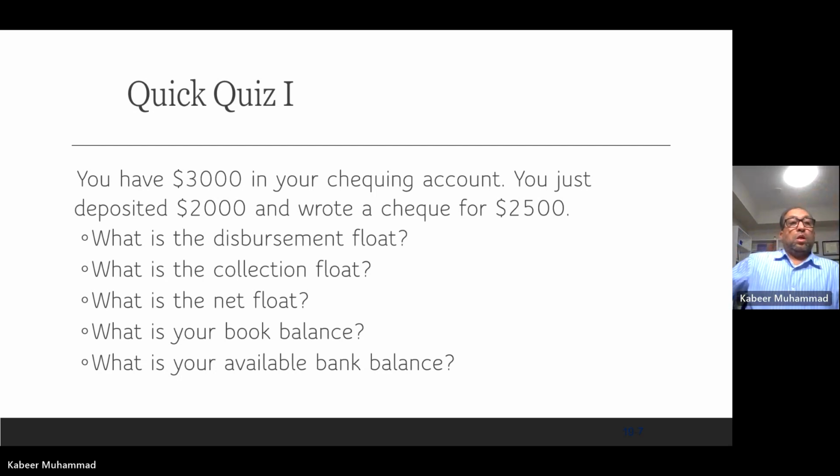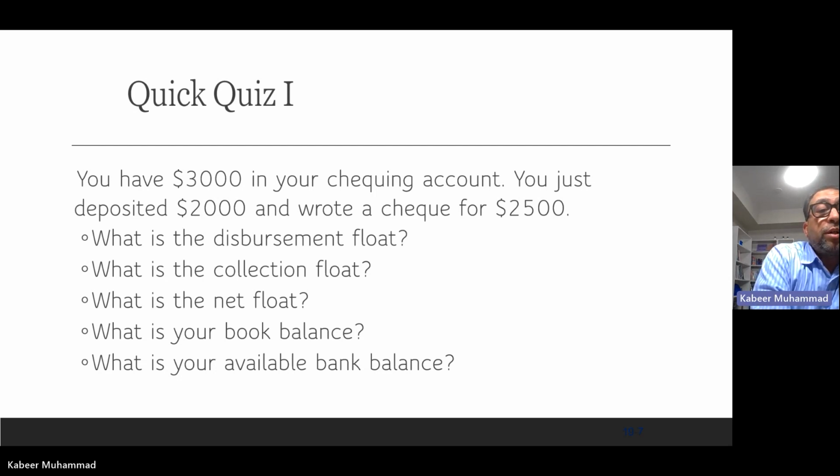So if I repeat it once in order to make it clear, and erase all these things and give you a clear idea of what I am talking about. Okay, what is our disbursement float? 2,500. Why? Because a check was written but not withdrawn from our account. What is a collection float? We deposited a 2,000 check, but it's not yet deposited in our account.